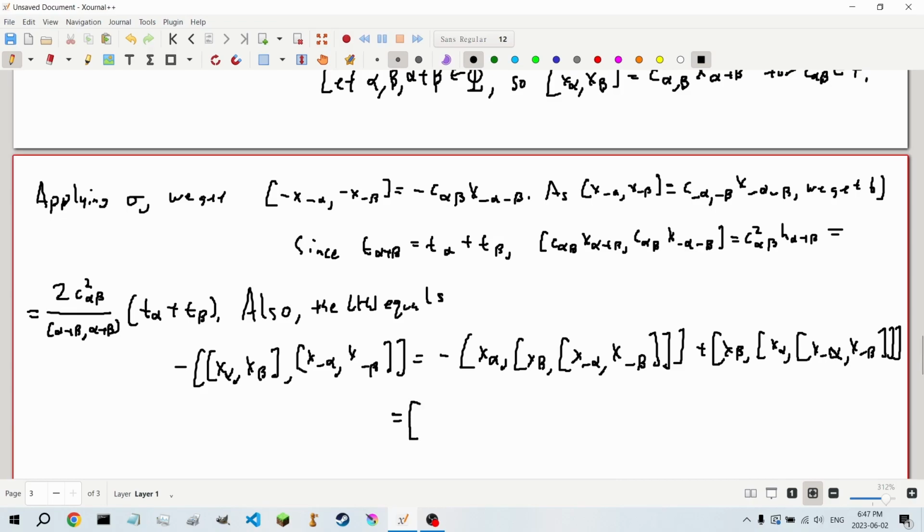Which we can just flip around these inside terms. We can flip some terms around by anti-symmetry to get x alpha on x beta on x negative beta with x negative alpha, plus x beta on x alpha on x negative alpha, x negative beta.